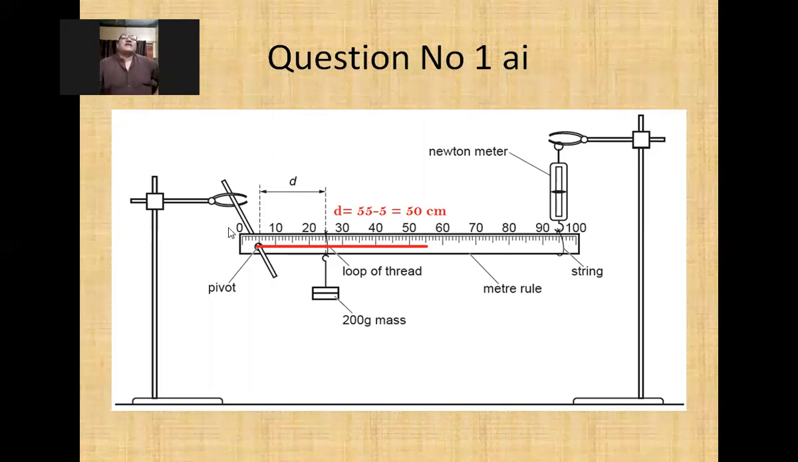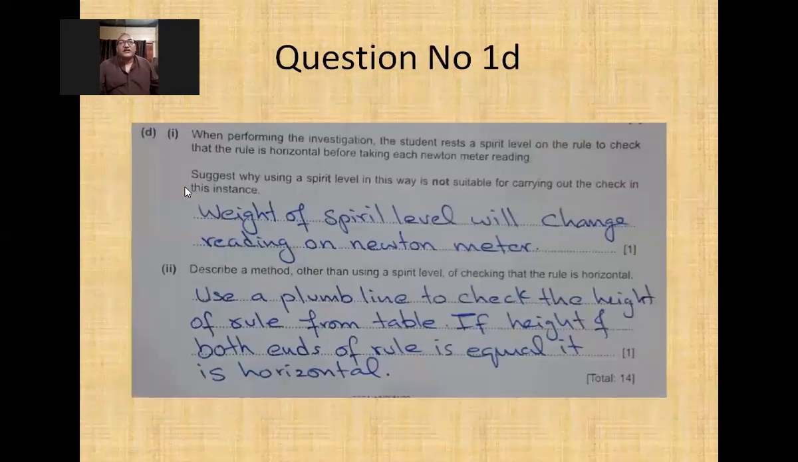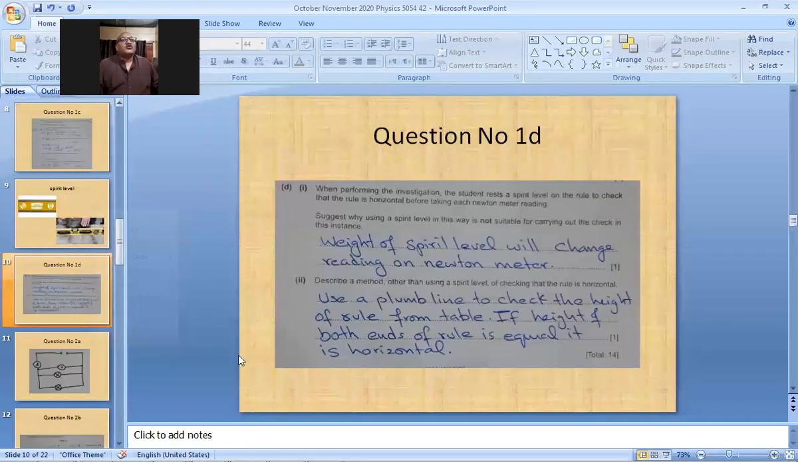Another method can be, you can put a scale here and check the height of this end of the rule from the table, and check the height of the other end of the horizontal rule from the table. If the height on both ends is the same from the table or from the bench, then it means this is perfectly horizontal. So this is how you can answer that. I have also written an answer, so let me show you. I wrote: use a plumb line to check the height of the rule from the table. If the height of both ends of the rule is equal, it is horizontal. If the height of both ends of the meter rule is equal from the bench, that means the rule is perfectly horizontal. So we are done with question number 1.